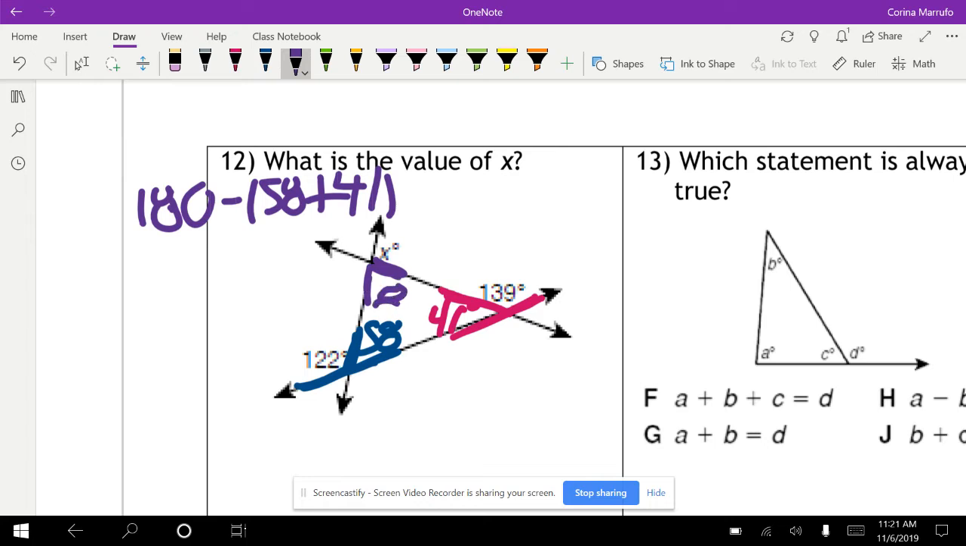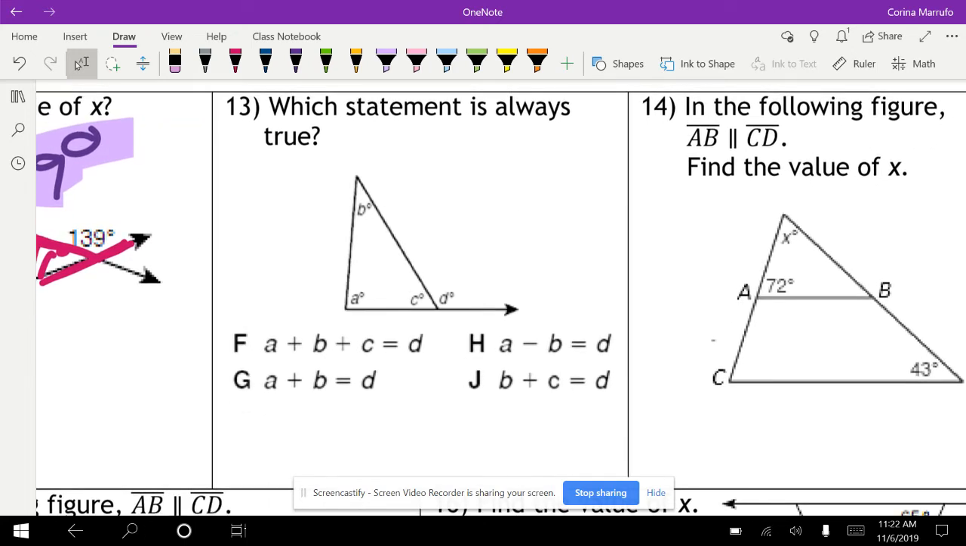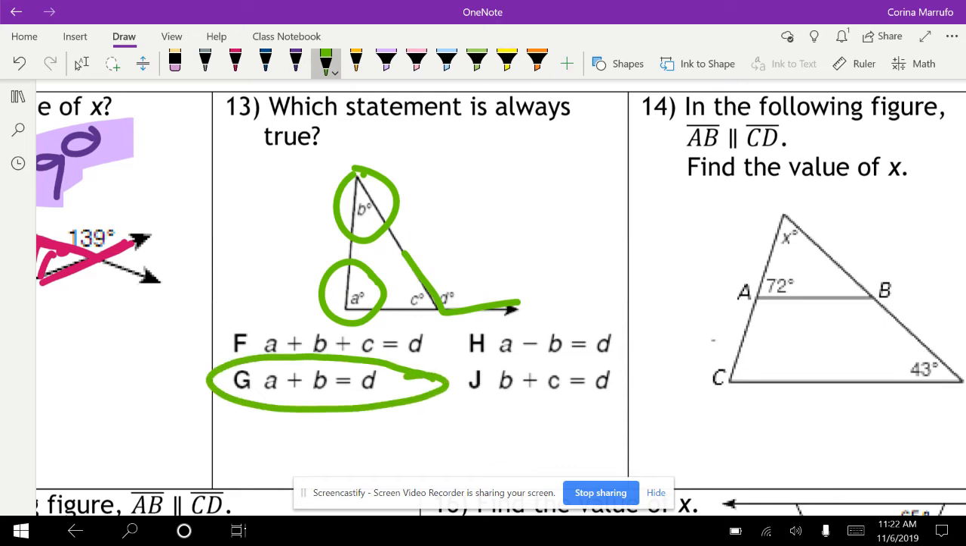So we're almost done because to find x, it is a straight angle with this 81. So we do 180 minus 81, and that gives us 99 degrees. All right, the next one says, which statement is always true? So this is the one that I was telling you where these two angles have to add up to this outside angle. So A plus B will always equal D.